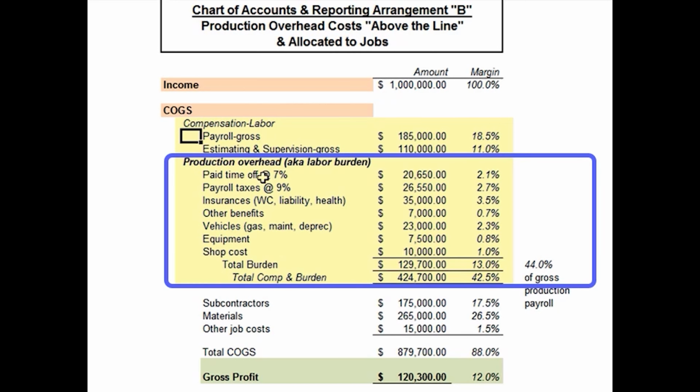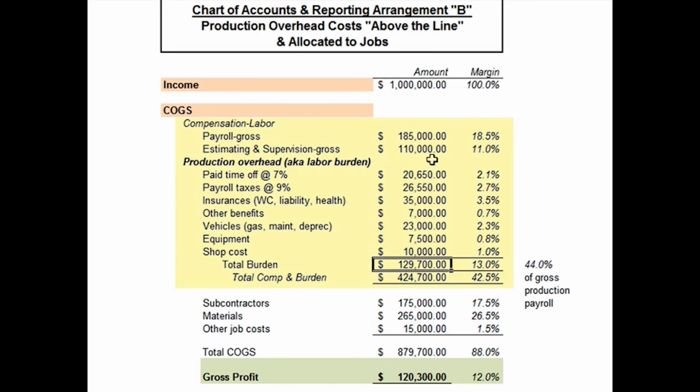And we're seeing here all that production overhead, all of these numbers are coming to about 129.7. Or actually, if we take this as a comparison against our actual payroll cost, we're seeing that we're adding about 44% of additional cost in with our payroll. So our total compensation and burden, $424,700, we're up to 42.5% of our gross income, all sitting in the comp and burden area. Then of course we add in our subs, materials, other job costs, and so on.